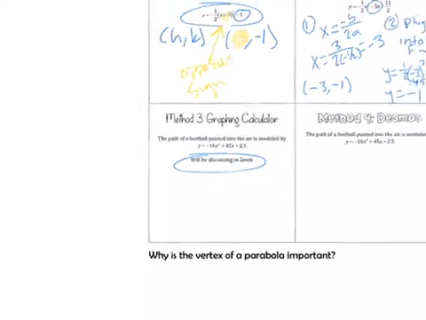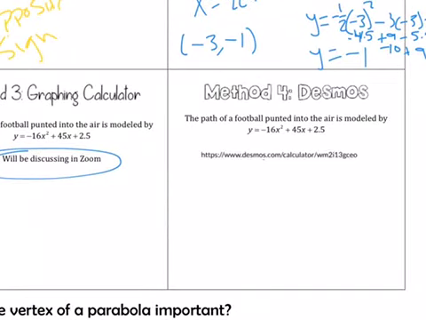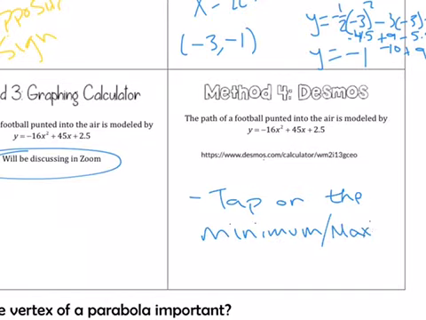For the Desmos one, what I've done here is included the URL address to the graph that comes up if you type in this equation. So you won't be able to click on it, but you can copy and paste this link, or this URL, I should say, into the address bar. Go there. You will have the graph popped up. If you want to find the vertex, all you're going to do is tap on the minimum or maximum value, and that will come up with the point.